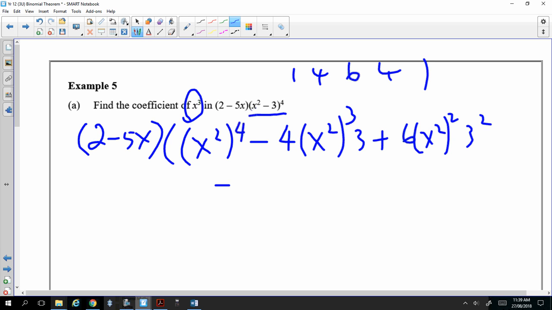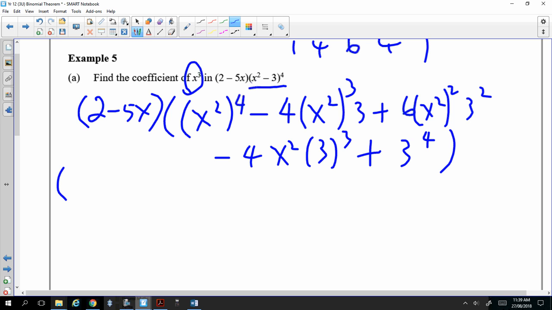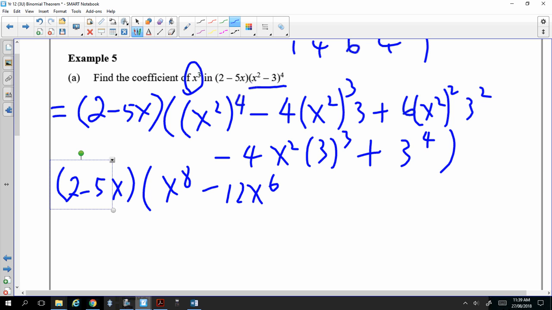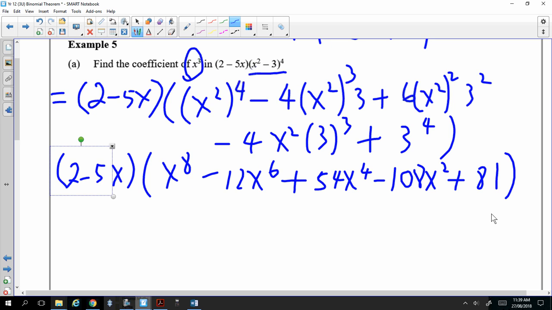Let's simplify. x power of 8 minus 12x power 6 plus 9 times 6 is 54 x power 4 minus 27 times 4, twice 54, 108 x squared plus 81. Alright, and then just keep expanding. So you just expand.